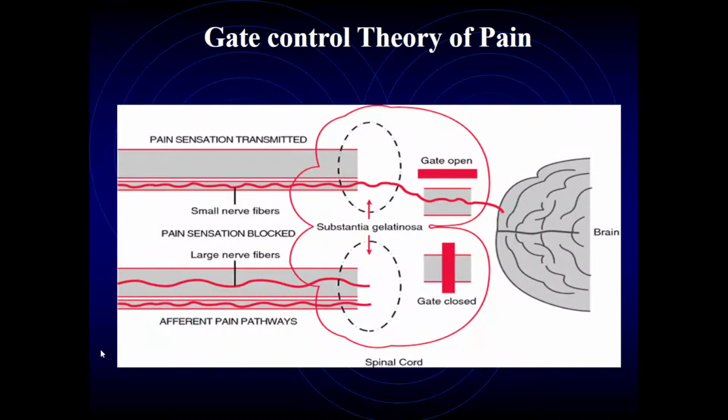Activation of small diameter fibers opens the gate. Activation of large diameter fibers closes the gate. If the flow of impulses exceeds a critical level, the person doesn't perceive the stimulus as specific, like heat, touch, and others, but the person feels pain. All these theories complement each other.